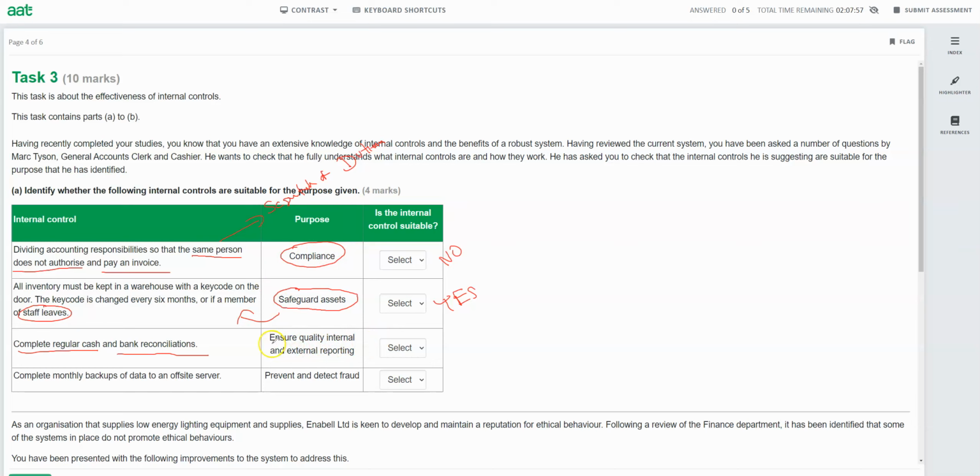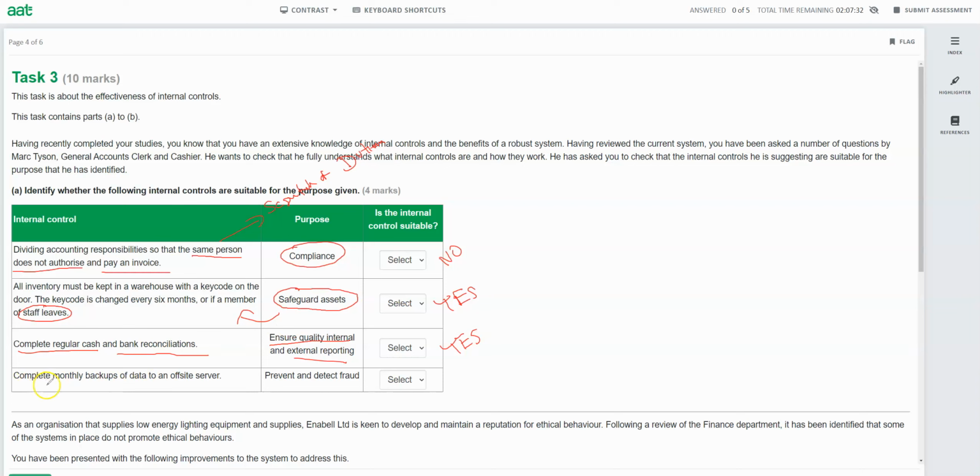So it ensures quality internal and external reporting. Without having the bank reconciliation, we cannot have very good quality reporting, and this is true. If we do that, it will help to have quality internal and external reporting.